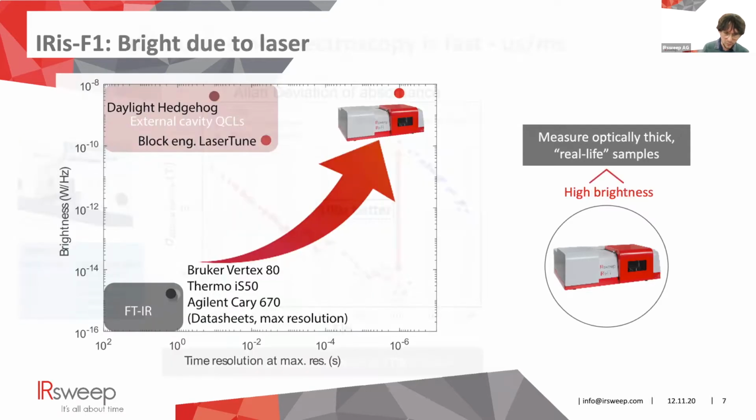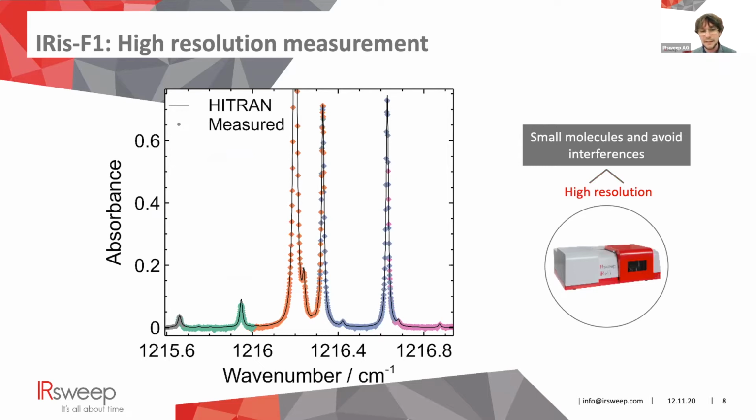Now the signal to noise is of course also driven by the high brightness source. We have a laser source, and if you compare it to traditional FTIR instrumentation, we have orders of magnitude higher brightness. This brightness is a direct consequence of, again, using a laser. And the laser also allows you to have high resolution spectroscopy and to measure small molecules. Here you see a methane spectrum, a zoom in, and you see that by sweeping the QCL comb, we can resolve very narrow lines in such spectroscopy applications.